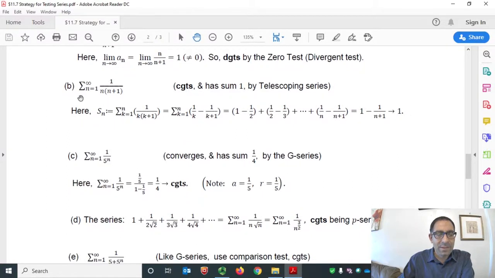B, the given series is summation, n equals 1 to infinity, of 1 over n times n plus 1.